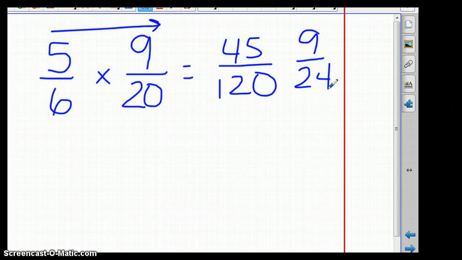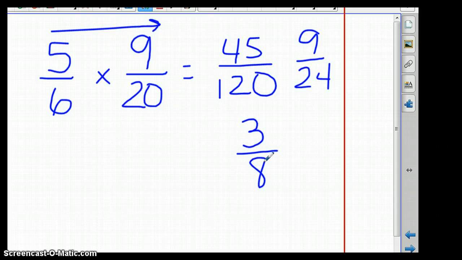Well, then I look at 9 and 24, and I think that they also share a factor, so I can continue to simplify. 9 can be divided by 3 just like 24 can. 9 divided by 3 is 3, and 24 divided by 3 is 8. So I would have 3/8 as my final answer.